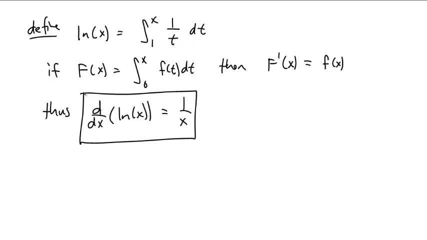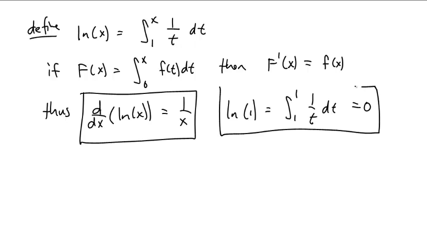What else can we say? Well, we know that the natural log of 1 is the integral from 1 to 1 of 1 over t dt, and that is an area under a curve of width 0. It goes from 1 to 1, and that would be 0. And so that gives us another property of the natural log that we like. The natural log of 1 is 0.